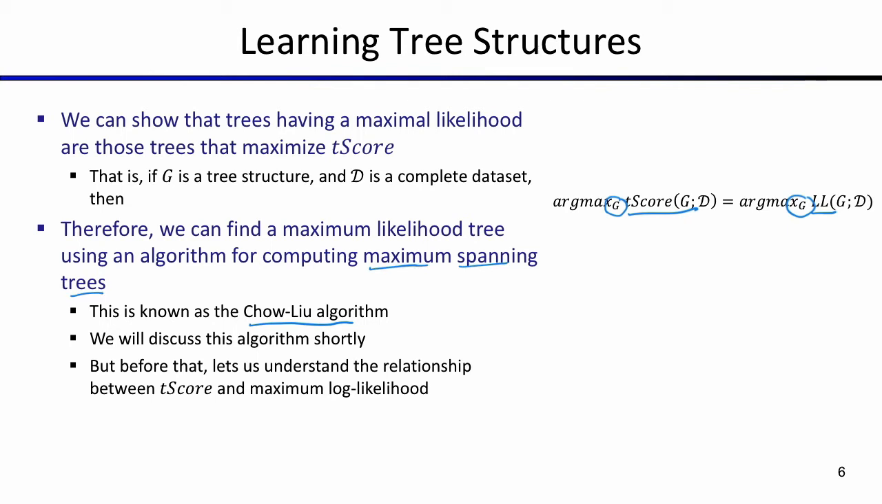Right? So basically the maximum spanning tree is an algorithm that will return to us a tree structure that has a maximum sum of the T-scores by considering first the edges that connect the variables with high mutual information. So I'm going to discuss this algorithm shortly, but I'm going to first discuss what is the connection between the T-score based on the mutual information and the maximum likelihood estimates.